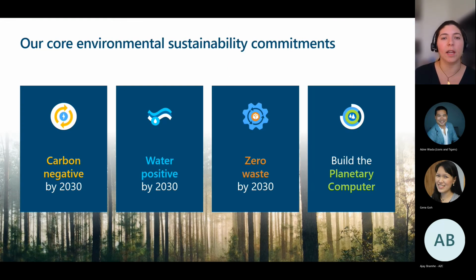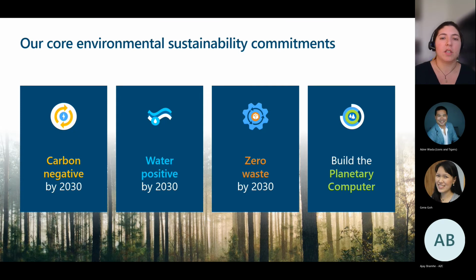So before I go straight into the calculator itself, I think it's good to set the stage for what we are even trying to do as Microsoft for sustainability. And you might have seen this already. It was announced back in January 2020. These are bold commitments to sustainability. We want to be carbon negative by 2030, water positive by 2030, zero waste by 2030, and we are building the planetary computer to better monitor, model, and manage the world's ecosystem and protect more land than we use.